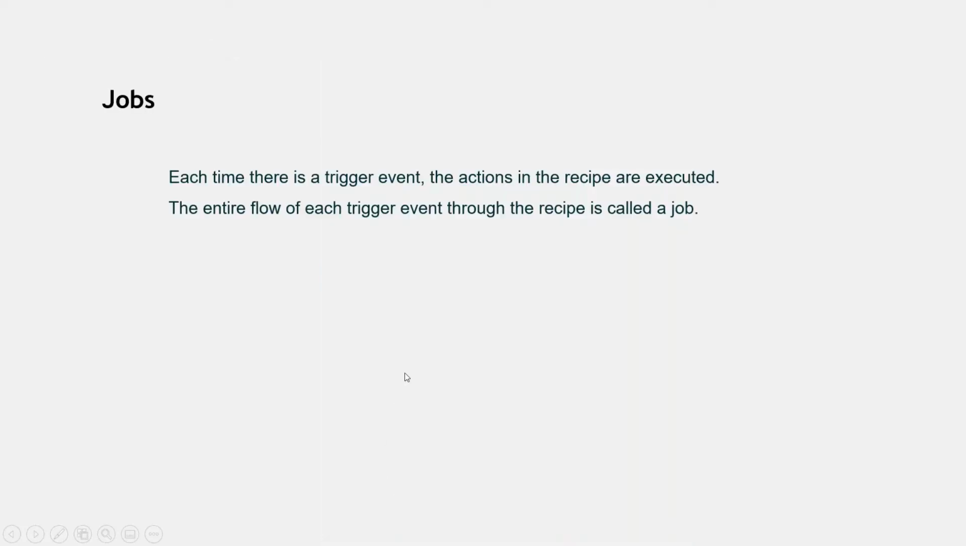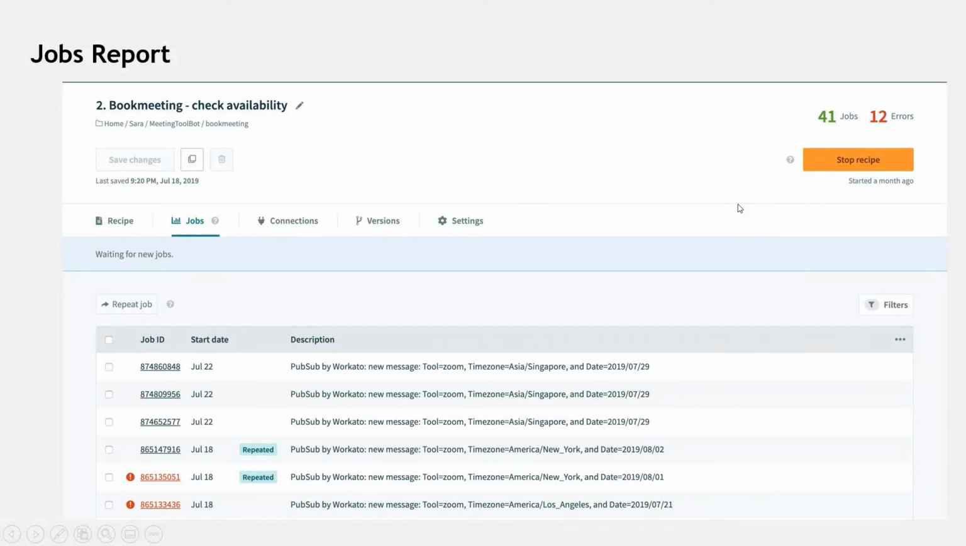And then we have jobs. Each time there is a trigger event, the actions in the recipe are executed. The entire flow of each trigger event through the recipe is called a job. Then we have jobs report. The job report gives a high-level summary of all the trigger events processed by the recipe. So here you'll have all the summary of the trigger events processed by that recipe.